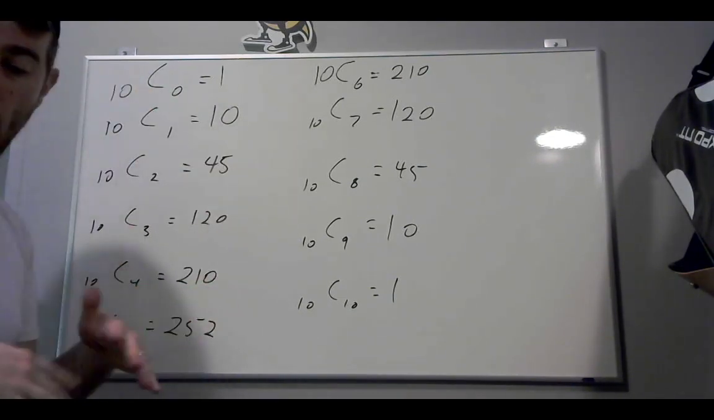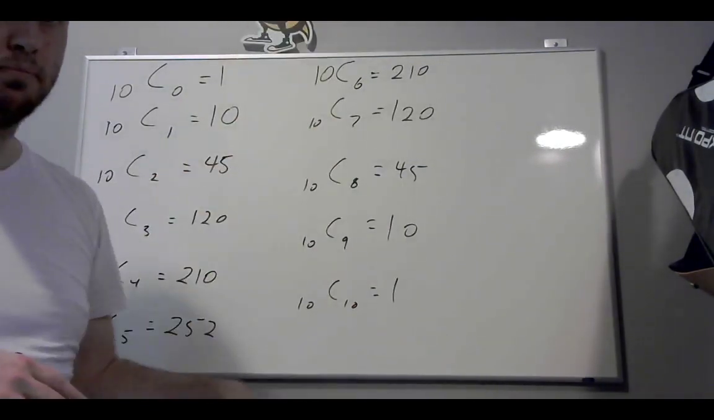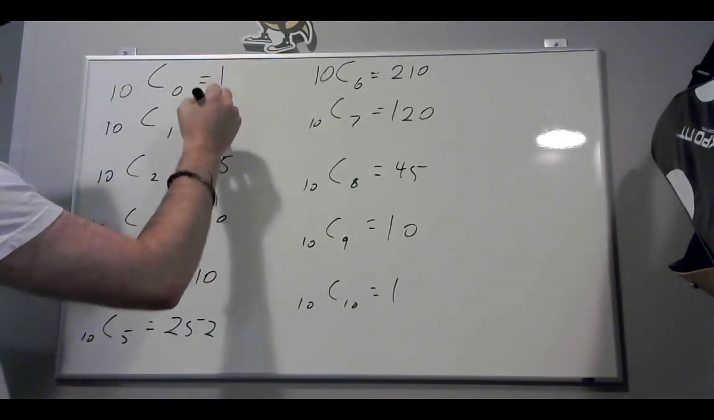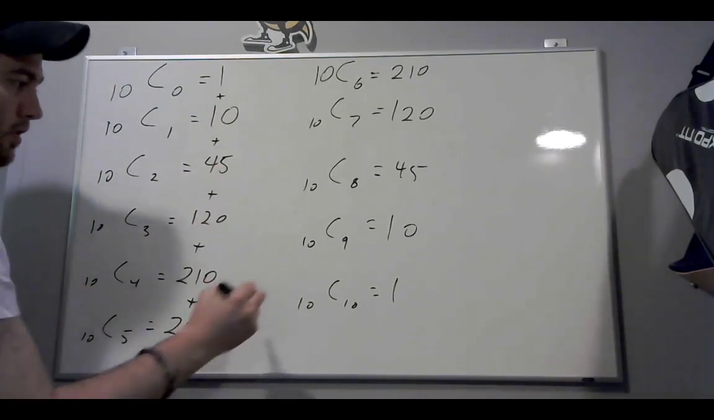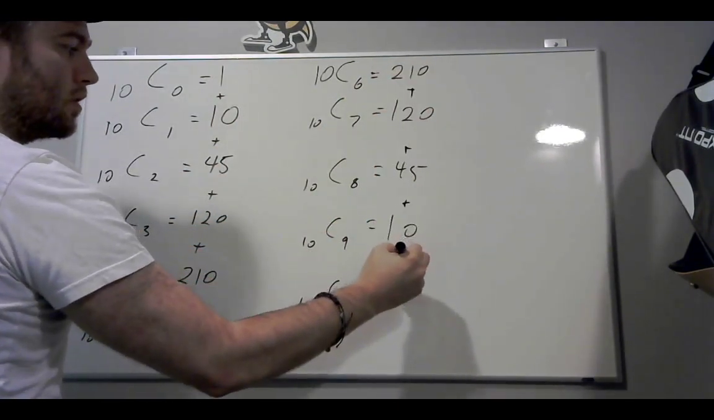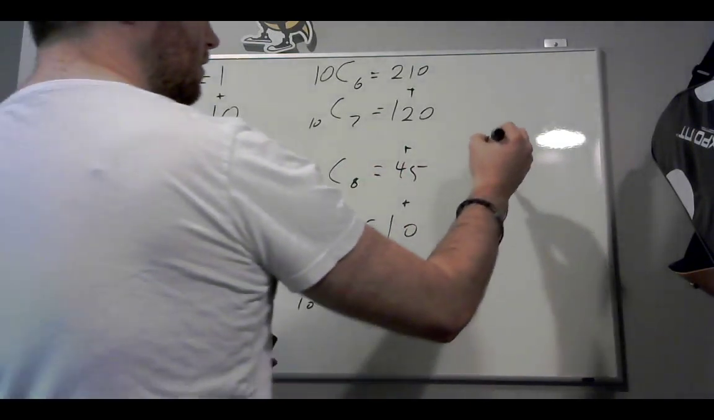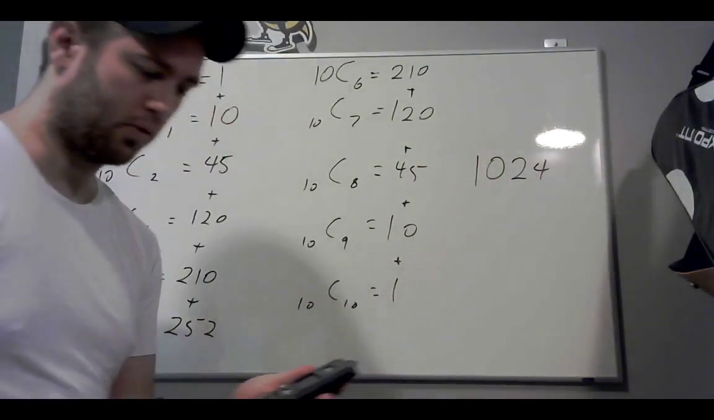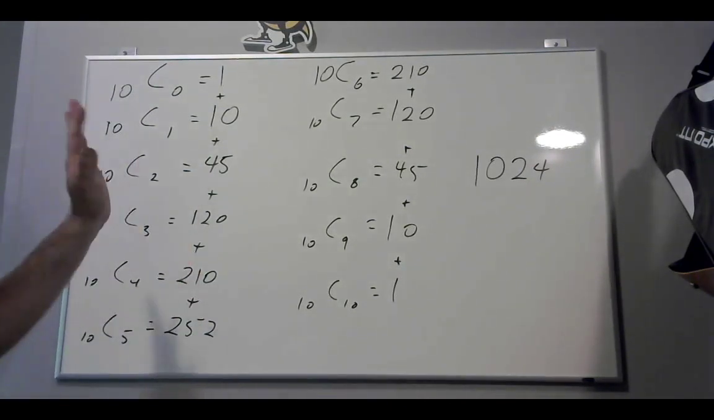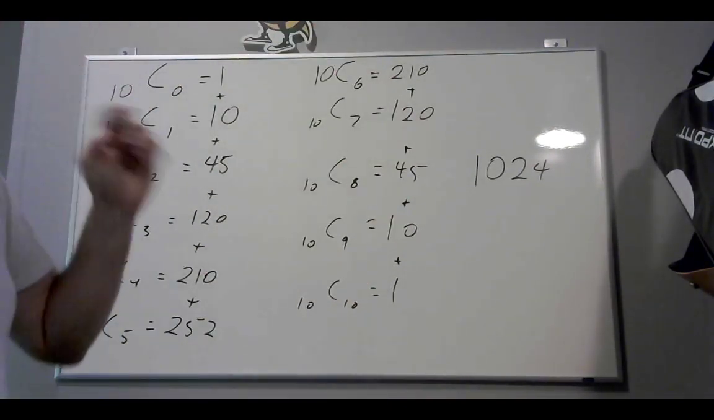So to figure out how many total ways, I just have to add them all up. So I just add 1 plus 10 plus 45 plus 120, so forth and so on. Add up all of these values. And when I add up all of these values, I get 1,024. So I have 1,024 ways that I could make, or choices.